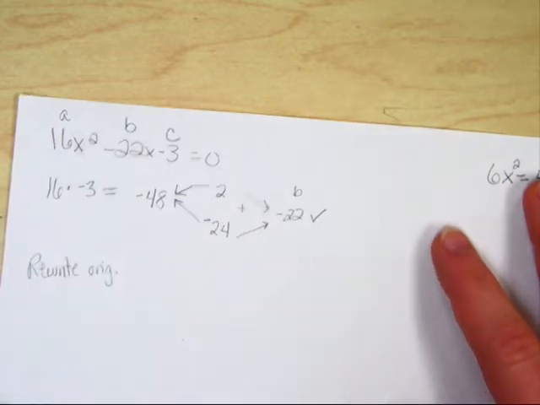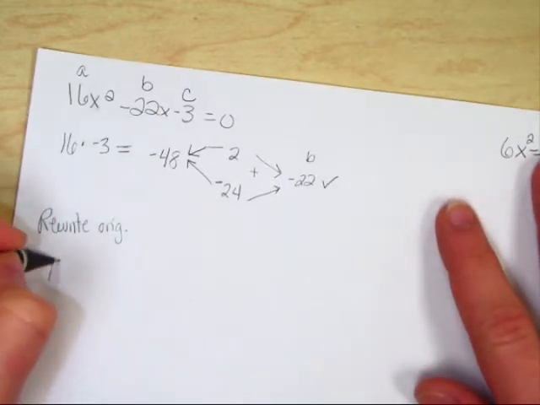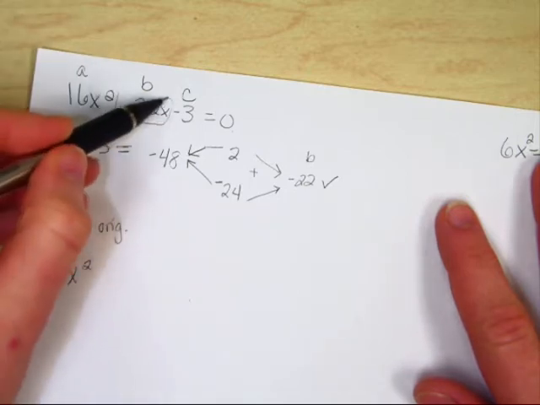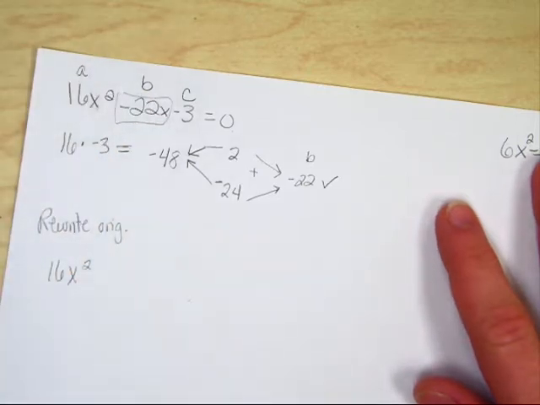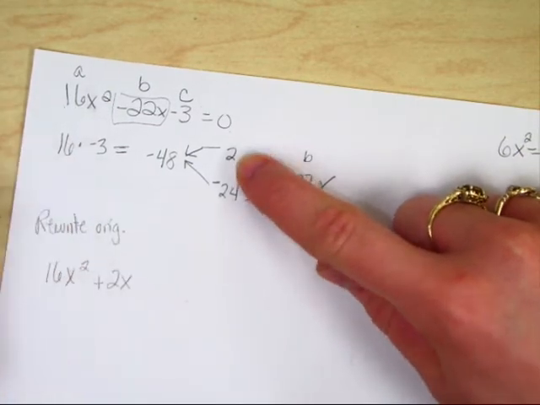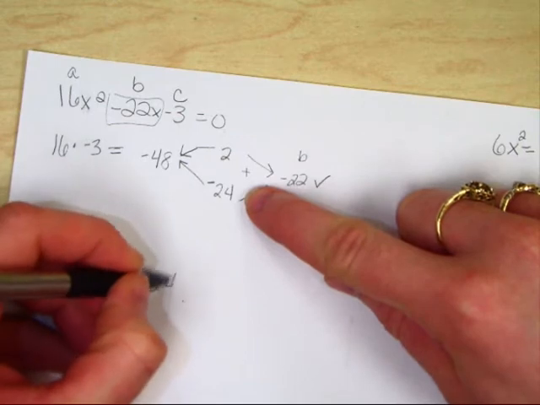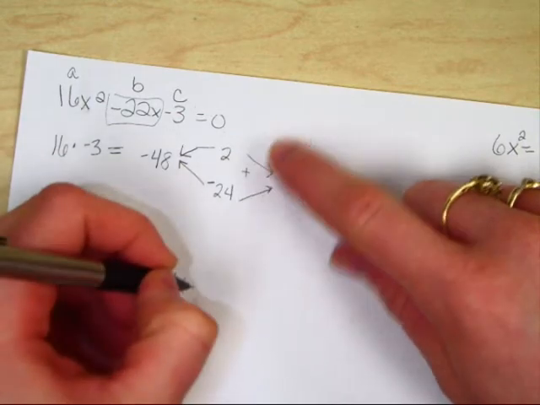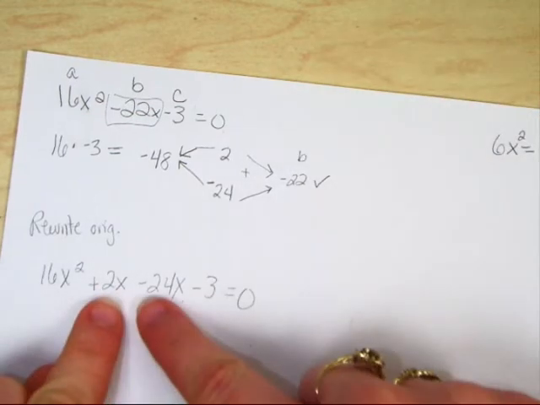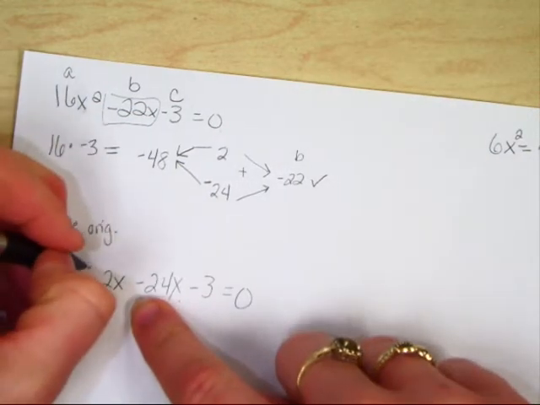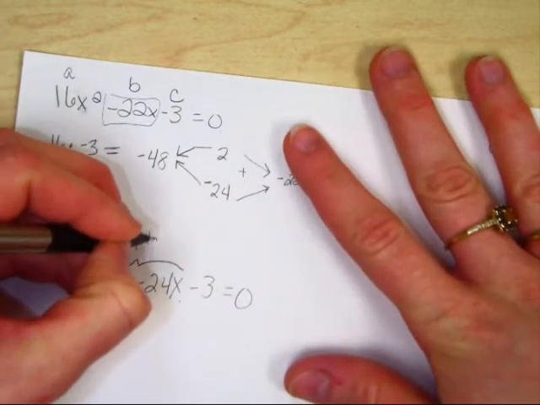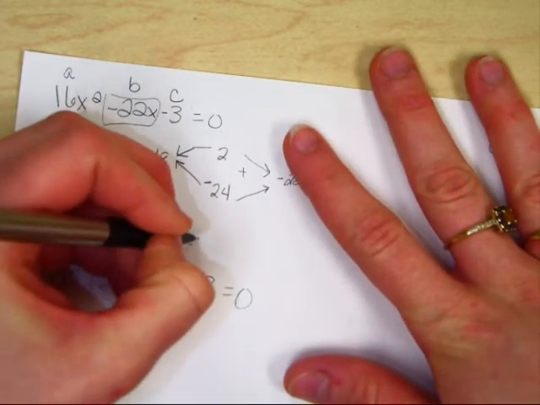Okay? Here's how you rewrite your original. You'll do 16x squared just like you had. Now instead of negative 22x, you will write plus 2x from up here minus 24x from down here. And then you do the minus 3 equals 0 in the back. Okay? So these two replaced negative 22x.